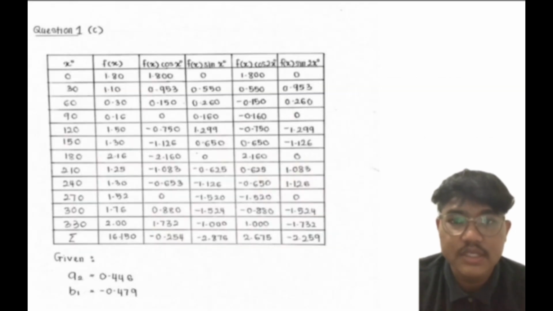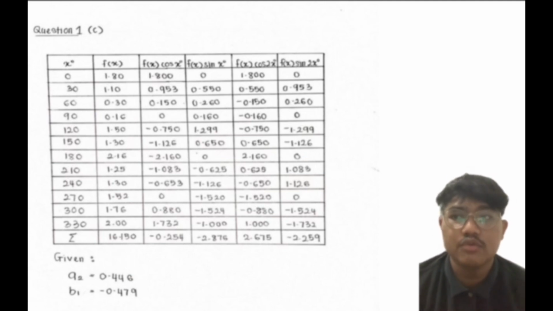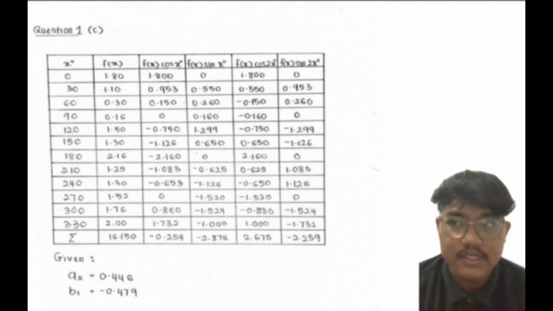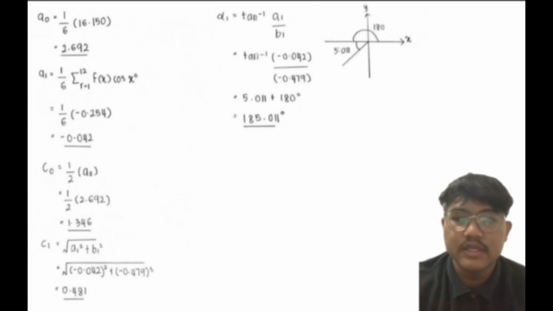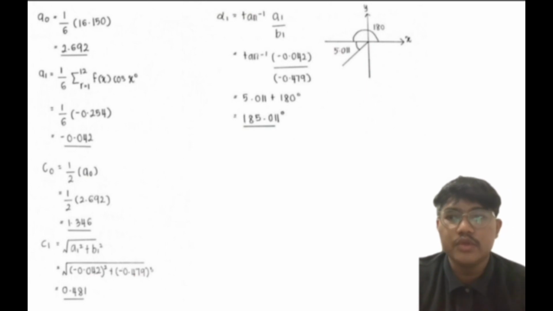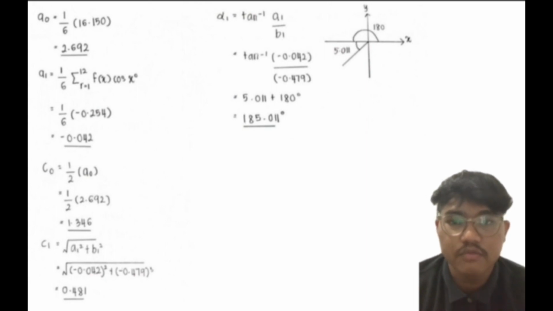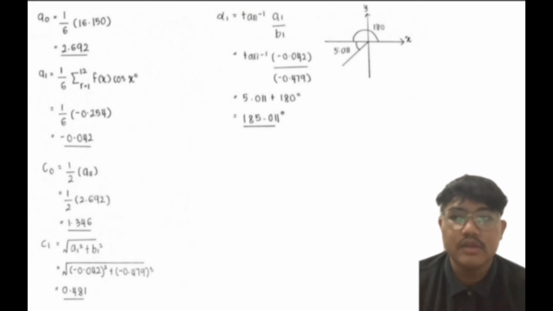Okay, first, we need to complete the table. As we can see, the values of x and fx are given, and then we need to find the values of fx cos x, fx sin x, fx cos 2x, and fx sin 2x. After that, we need to find the value of a0. A0 is 1 over 6 multiplied by the summation of fx, and then we get the value 2.692.